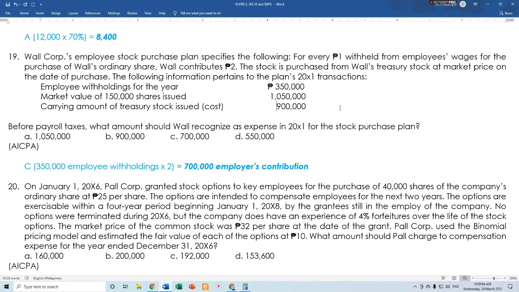Expense lang naman ang tinatanong, di ba? So walang issue yan. Huwag kang mag-overanalyze. I-consider mo pa yung mga employee withholdings, etc. Ang expense mo lang dyan is kung magkano yung part ng employer in that particular plan. So ang sagot mo is 700,000 lang, letter C, which is the employer's counterpart doon sa plan na yan. So letter C ang sagot.